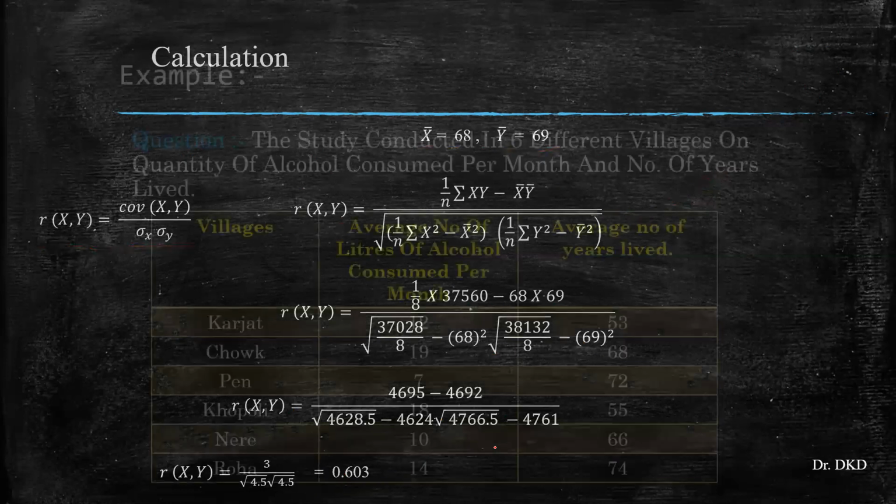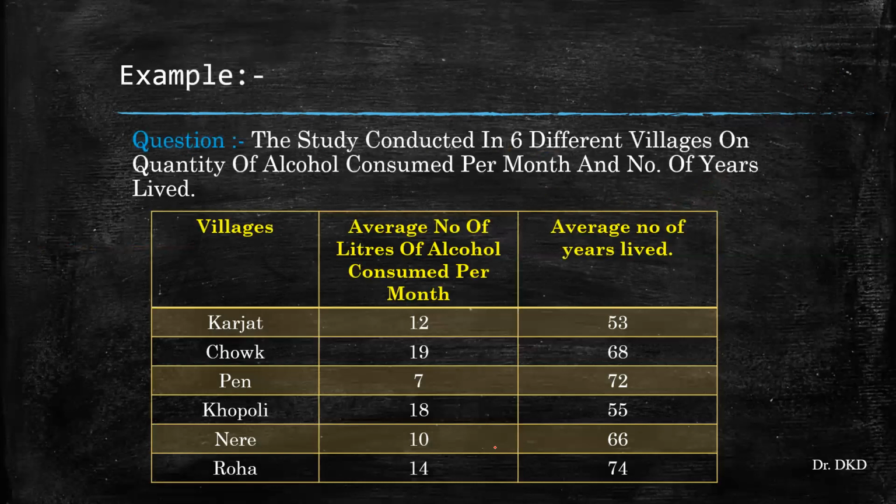Now we have another example, so we can calculate and understand more here. A study was conducted in 6 different villages on the quantity of alcohol consumed per month and the number of years lived. So these are the villages; the names of 6 villages are given. The average number of liters of alcohol consumption is given, and how many years they survive is given. This kind of example is given.